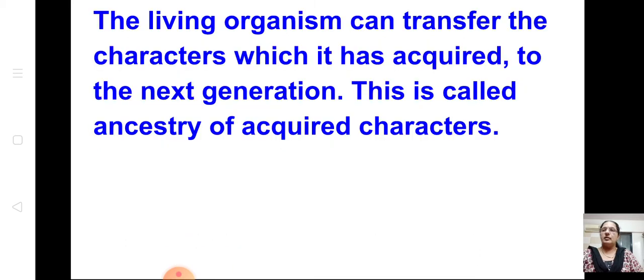Now coming to the next: the living organism can transfer the characters which it has acquired to the next generation. So he came to the conclusion that the living organism can transfer characters which it has acquired to the next generation. This is called inheritance of acquired characters. Only to the next generation can it be carried over.